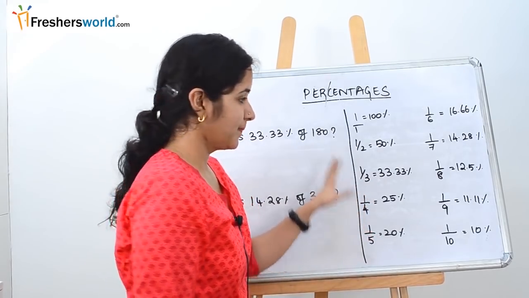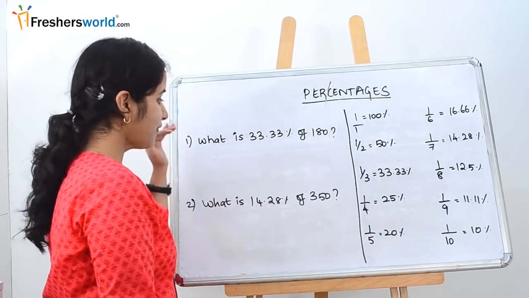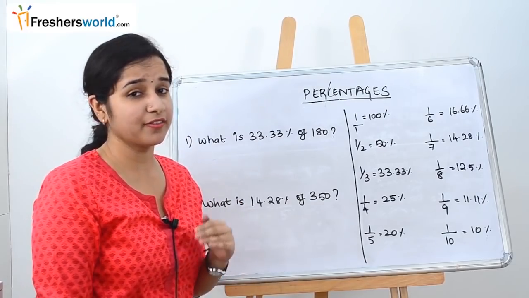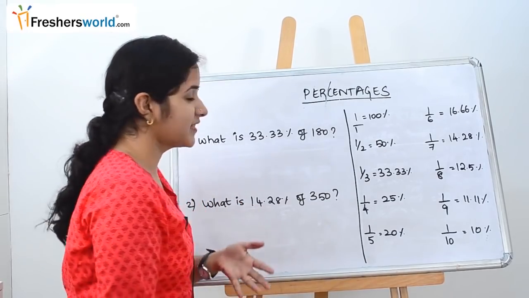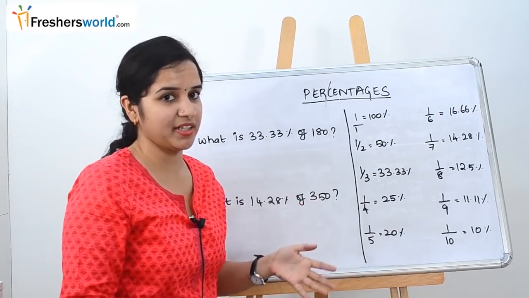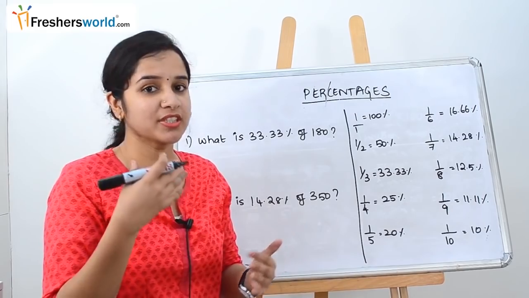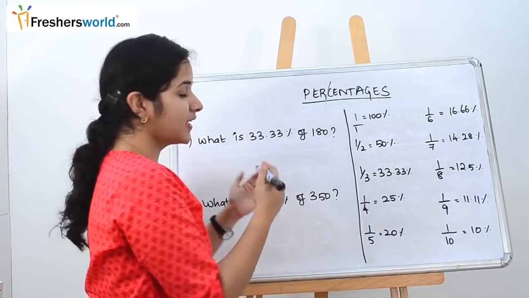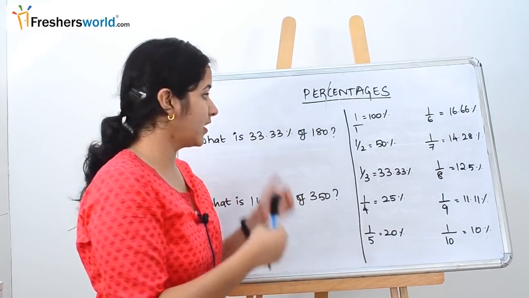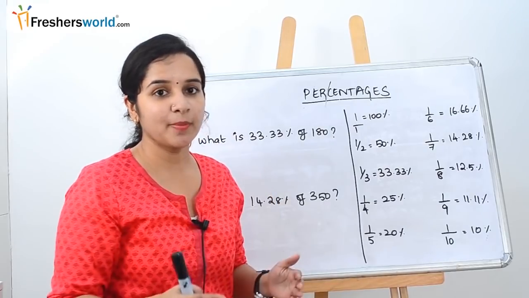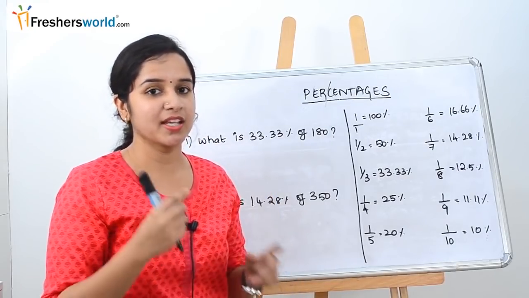Where is this useful? Let's take a question. You can find these questions in a lot of aptitude examinations. They will ask what is 33.33% of 180. If you're a person who doesn't know any of this, what do you have to do? You have to use the elaborate method, like 33.33 divided by 100 into 180. That's very time consuming in an aptitude exam.